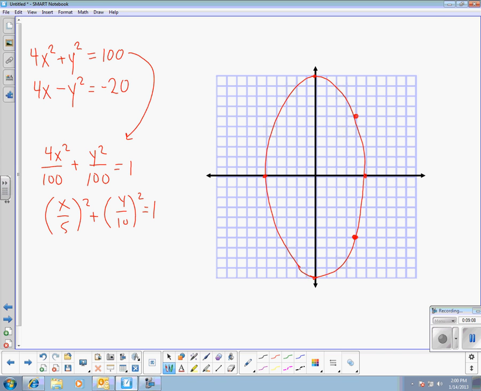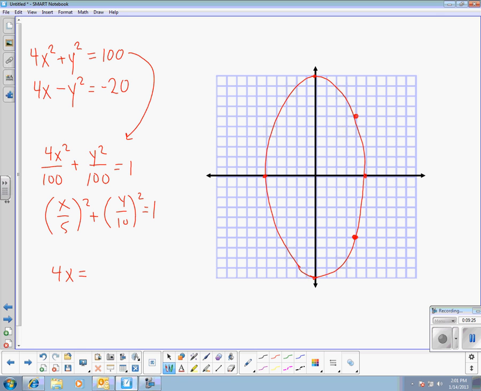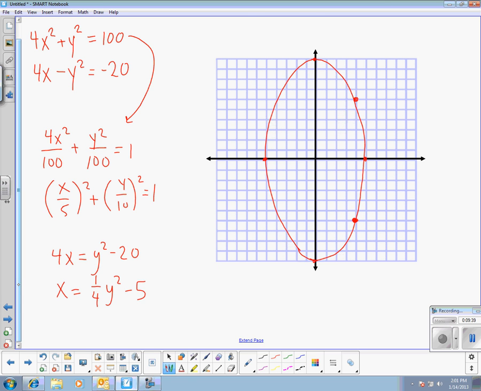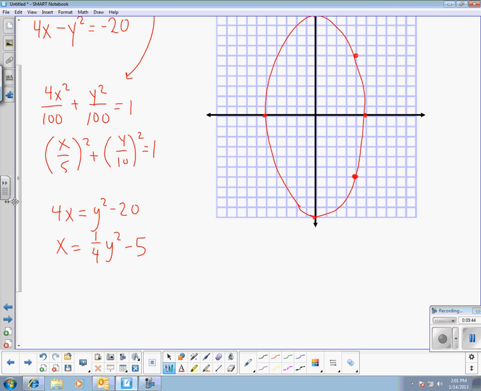Let's see, to put it in the form that we usually deal with parabolas in, I need to isolate the x by itself. So 4x is equal to y squared minus 20. If I divide by 4, I'm going to get x equals 1/4 y squared minus 5. And there's a couple ways to go about graphing that. It's a sideways parabola that's been shifted. I'm just going to do, for practice, the way where I find the vertex and the intercepts.